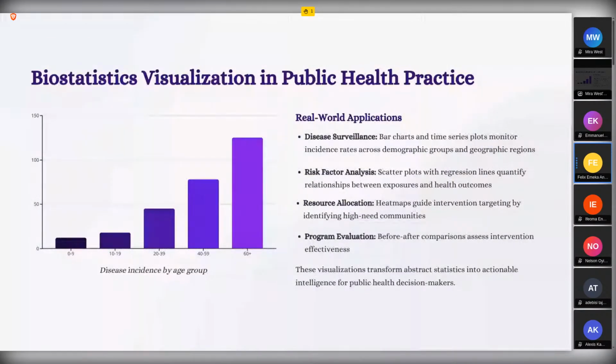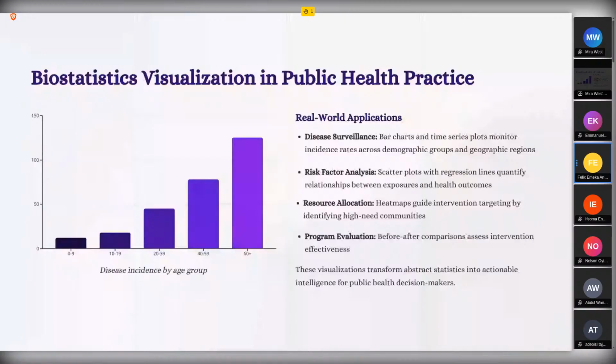So bar charts, oftentimes you can use them to tell what is happening. Like sometimes you may have disease surveillance or disease incidents. So you may be able to tell, okay, in these different age groups, where do you have more of the disease incidence, or where do you have more of the disease prevalence? Like you can see, it's showing us that we have a higher bar in 60 plus. So we'll be able to tell that in 60 plus, we have more disease incidence.